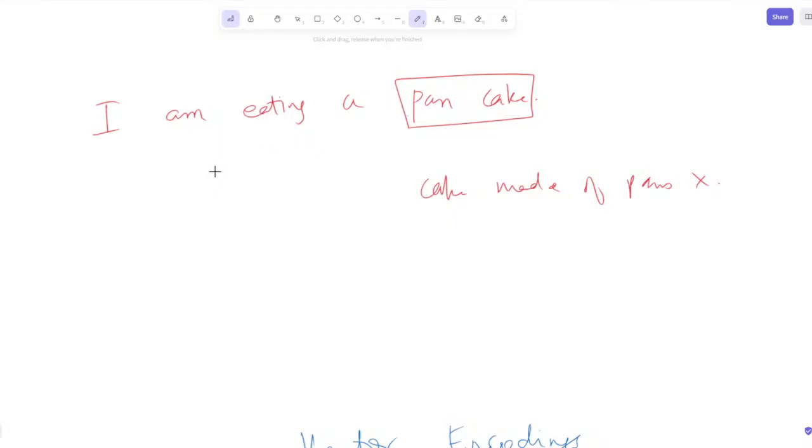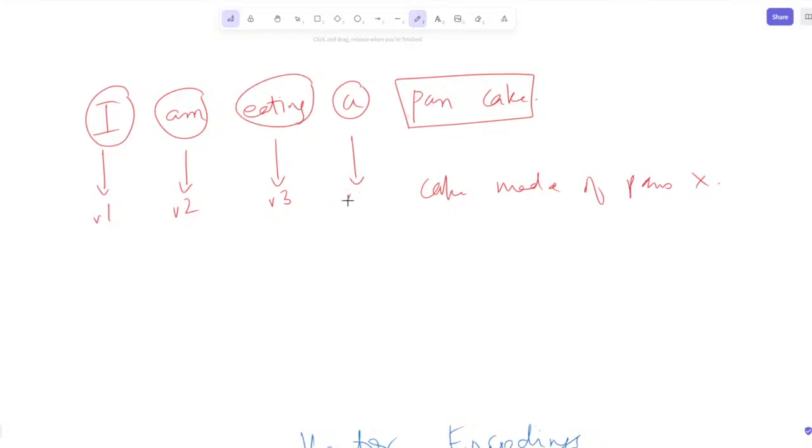What I'm going to do then is convert these words. I also have a smart way to do this. I is going to be converted into a vector. We saw how vectors are being created. It's basically like an Excel sheet of features, different features, numerical data. Am gets converted to another vector, v2. Eating is v3. This is v4. And then we get pan, which is v5, and cake, which is v6.